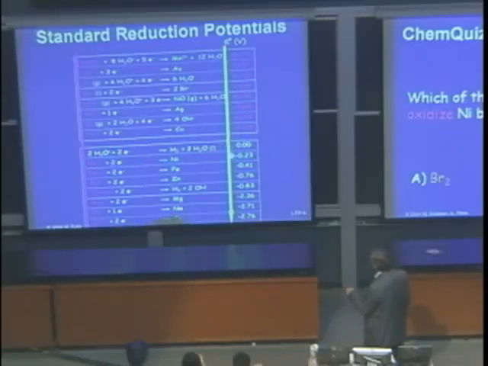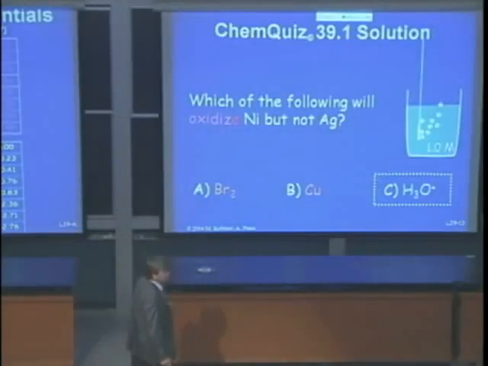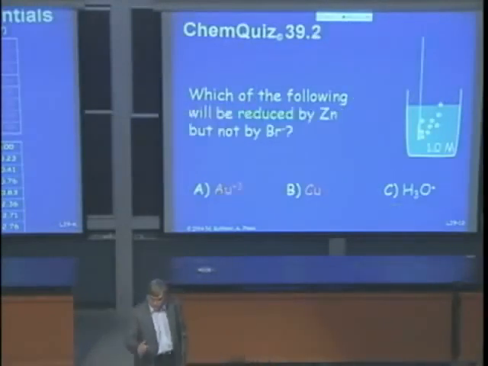What's the potential at standard state of such a cell? Plus or minus? Plus 0.23 volts. That's correct. So this was the correct answer, as many of you had so rightfully.